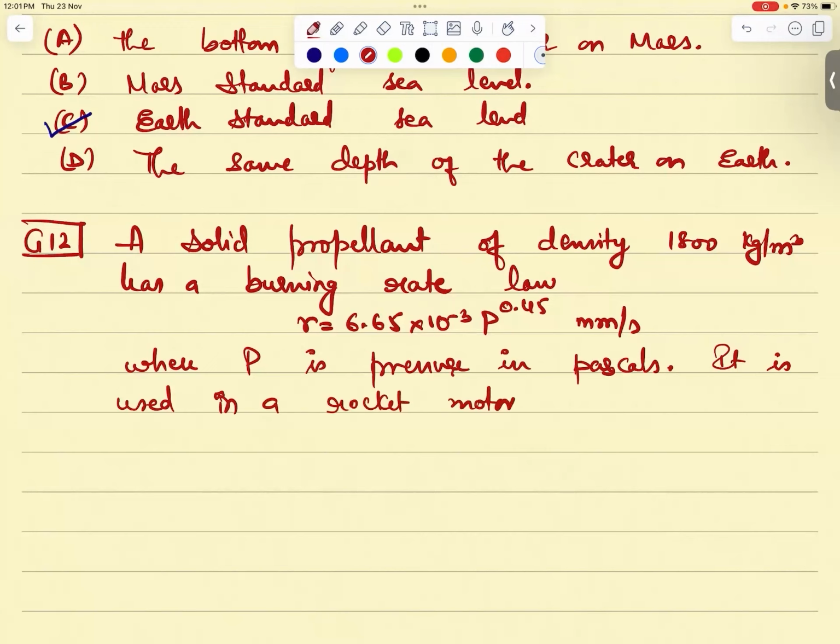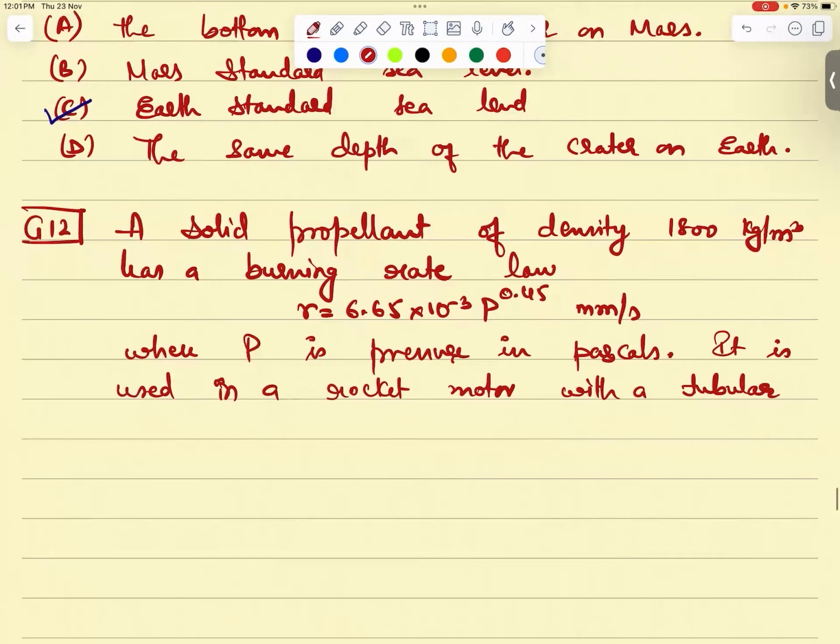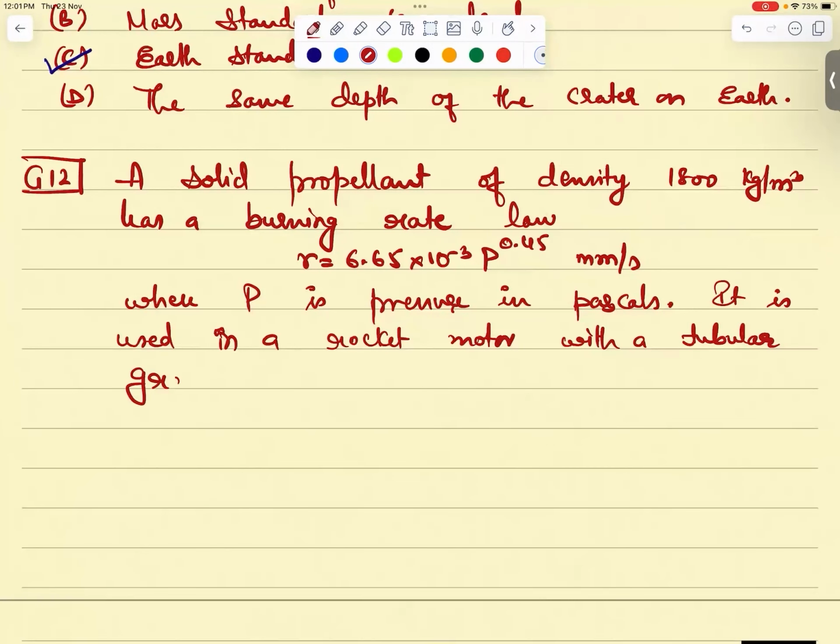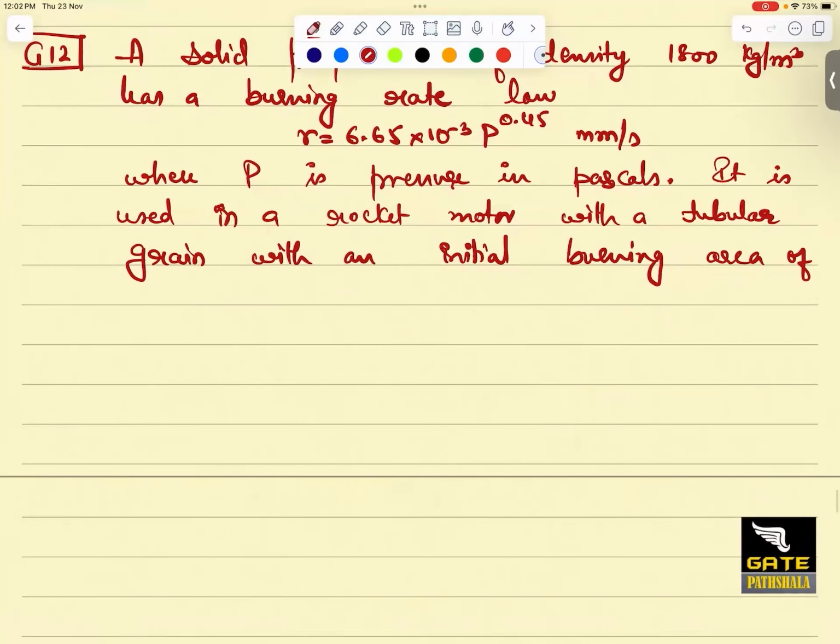It is used in a rocket motor with a tubular grain with an initial burning area of 0.314 meters square.